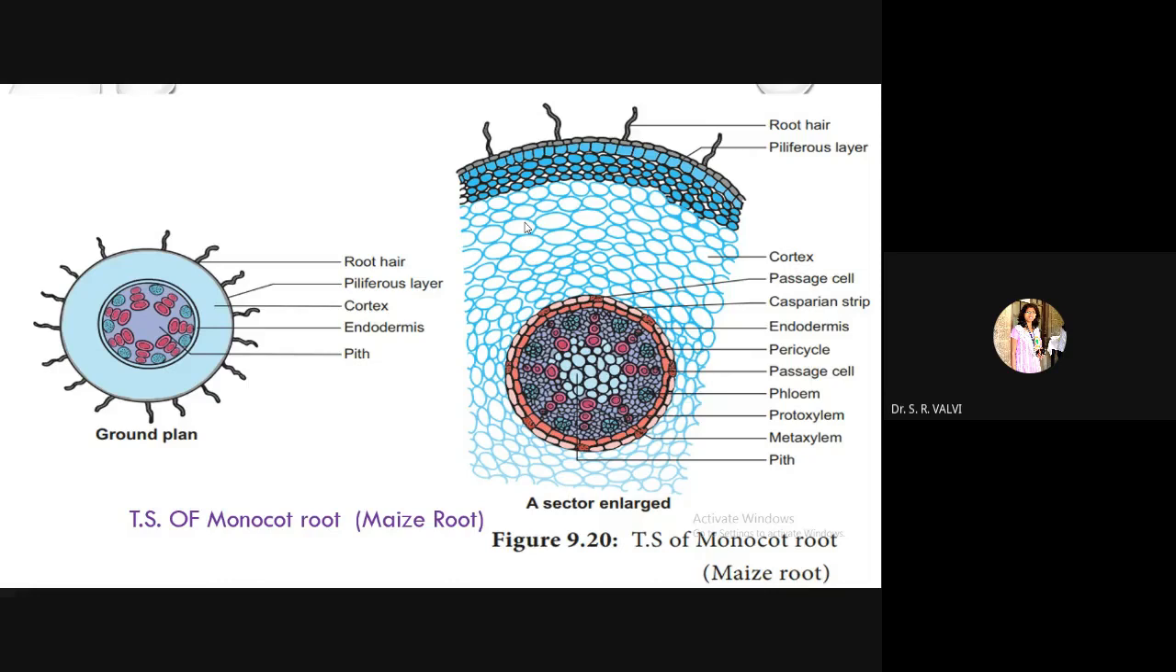So MCPP. If such an MCPP pattern of xylem is present, then the type of xylem is called exarch. There are two types of xylem, exarch and endarch. Endarch has a different pattern, so I will explain endarch later on. Do remember here: exarch, MCPP. So if the MCPP pattern of xylem is present, we have to call the type of xylem exarch. Metaxylem towards the center, protoxylem towards the periphery.